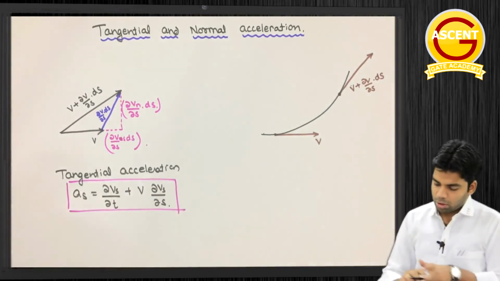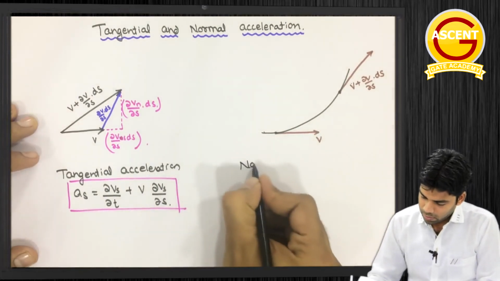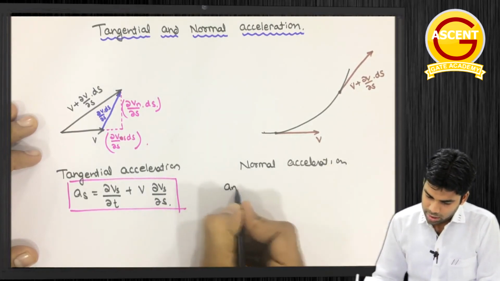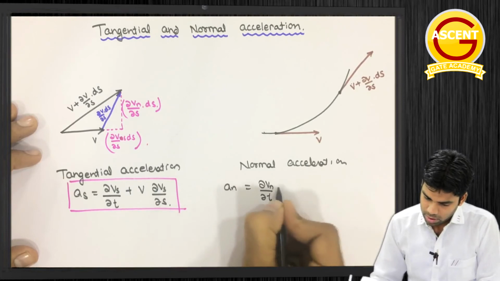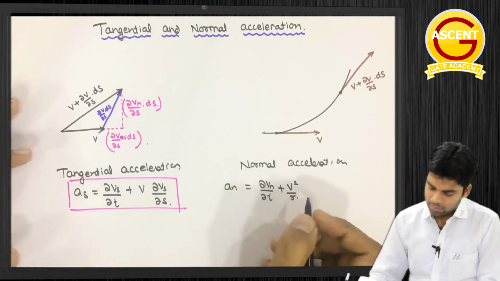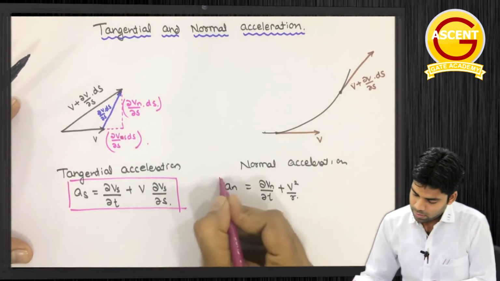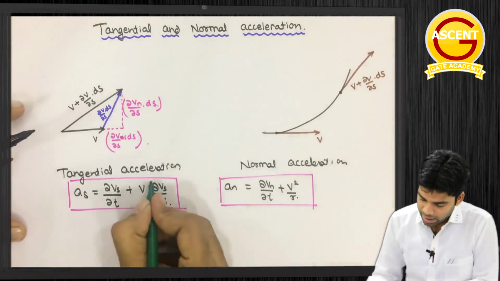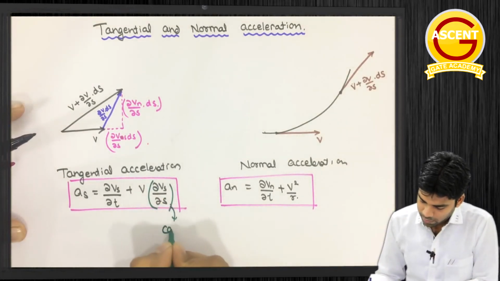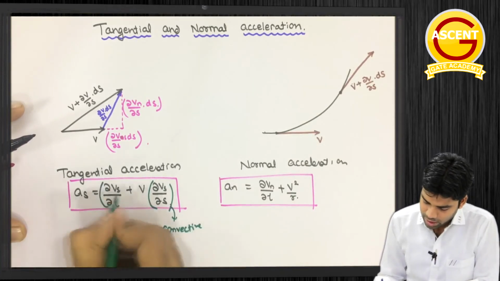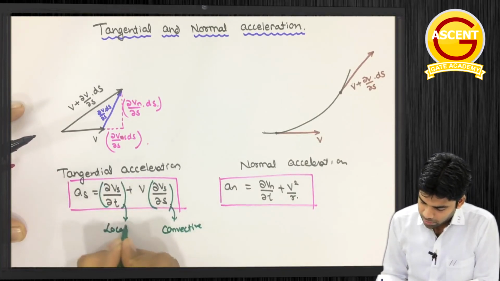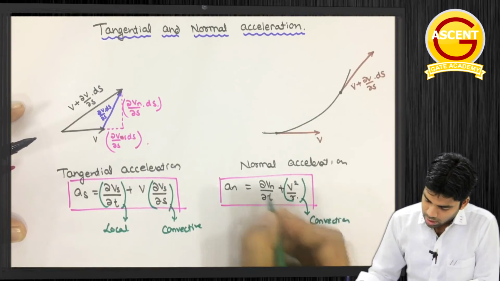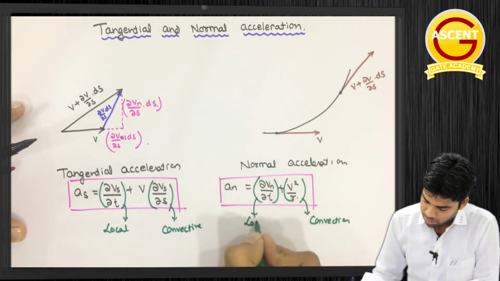Okay. Similarly, total normal acceleration AN will be equal to del Vn by del T plus V square by R. Okay, and in this, as I told you, this del Vs by del S is a convective part. This del Vs by del T is a local acceleration part. This V square by R is convective acceleration, and this del Vn by del T is local acceleration component.